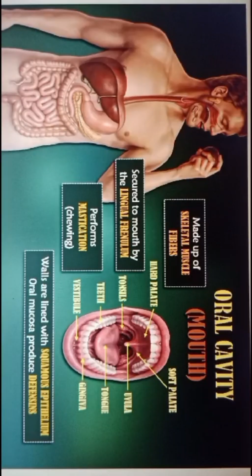So let's move to the accessory organs, which are the mouth, pharynx, and esophagus. The first one is the mouth or the oral cavity. It is lined with thick stratified squamous epithelium and produces antimicrobial peptides called defensins for protection. It contains the hard and soft palate, uvula, and palatine tonsils. The tongue is made of skeletal muscle and secured by the lingual frenulum. Teeth aid in mastication or chewing to grind food into smaller pieces.